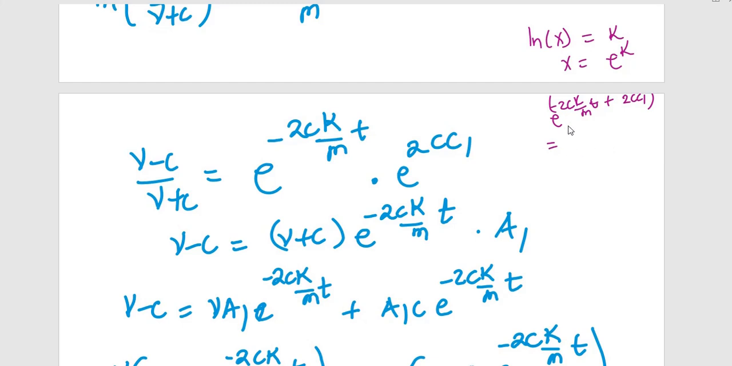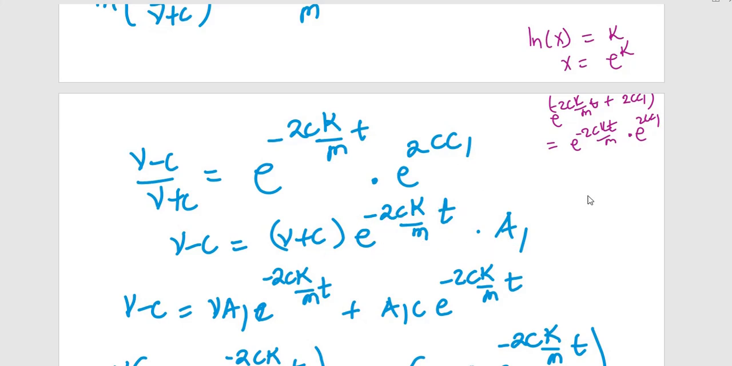If I have this base to power this, I can introduce this base again, to the power minus 2ckt out of m, times the same base to the power 2cc1. So it is what I have done here, and therefore if I cross multiply, v minus c is equal to v plus c exponential of negative 2c kt over m.